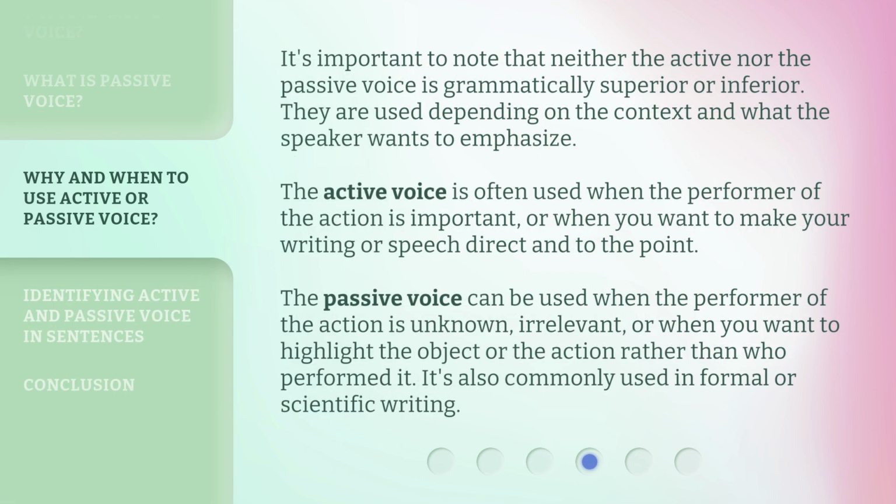It's important to note that neither the active nor the passive voice is grammatically superior or inferior. They are used depending on the context and what the speaker wants to emphasize. The active voice is often used when the performer of the action is important, or when you want to make your writing or speech direct and to the point. The passive voice can be used when the performer of the action is unknown, irrelevant, or when you want to highlight the object or the action rather than who performed it. It's also commonly used in formal or scientific writing.